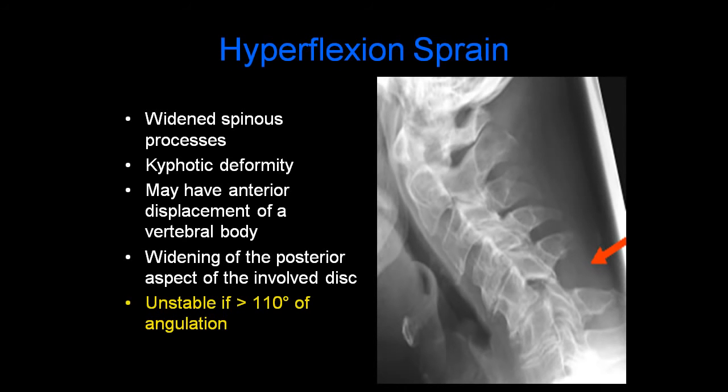With a hyperflexion sprain, there are widened spinous processes, as we can see in this radiograph with the red arrow. As well, there's a kyphotic deformity, which we can see with the yellow lines. You may have anterior displacement of one vertebral body on another. As well, you can see widening of the posterior aspect of the involved disc. This is considered unstable if there are greater than 110 degrees of angulation.